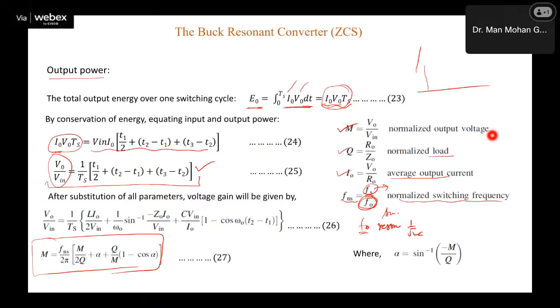So 1 upon TS is FS, and this is F node. It means FS is lesser than F node. It means FS upon F node should be lesser than one. So FS upon F node is FNS, and that should be less than 1. It means this value of FNS should be less than 1. All right. So this gives this.